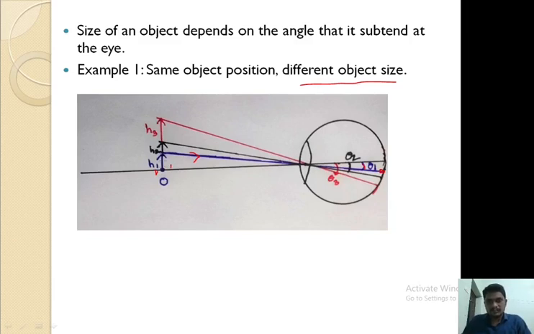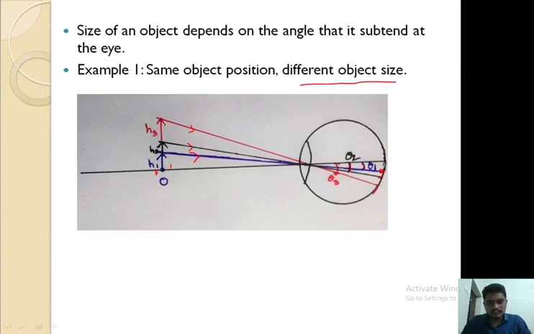Remove the first object, and now place the second object of height h2. If you take a light ray from the tip of the second object, it comes to focus at this position, and the angle made by that object is theta 2. Remove the first and second objects, and now place the third object of height h3. I'm taking one more light ray from the tip of this object, and it comes to focus at this point.